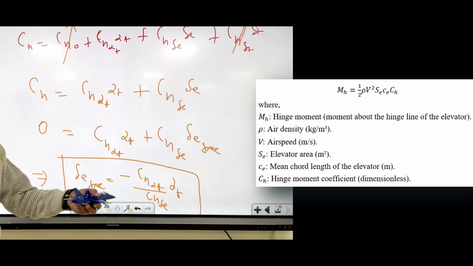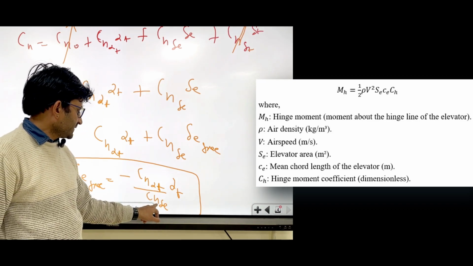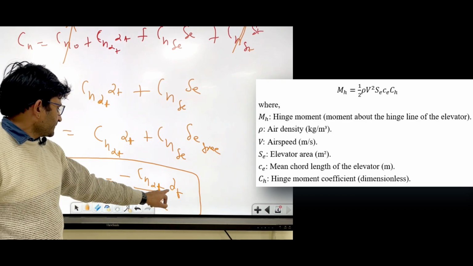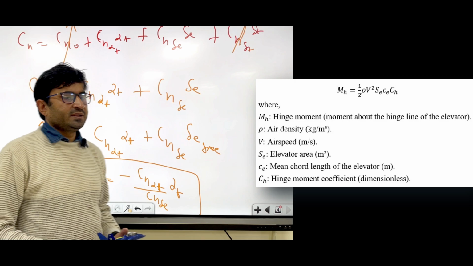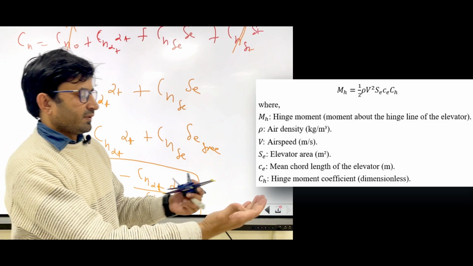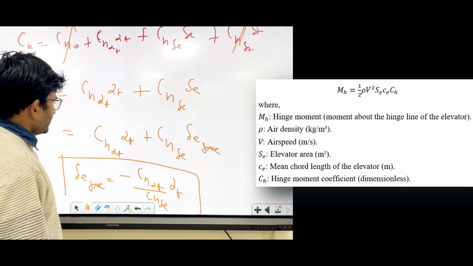Let's say air is coming, and alpha is positive. Ch delta E is negative, Ch alpha tail is negative, and alpha tail is positive. So you will get delta E free, meaning the free elevator will be upward. It will float upward. Naturally, if the air comes, it will try to float up. So from this expression also you can see this.